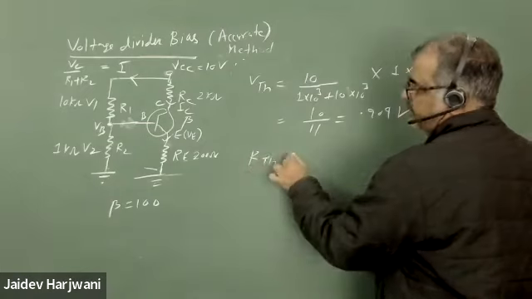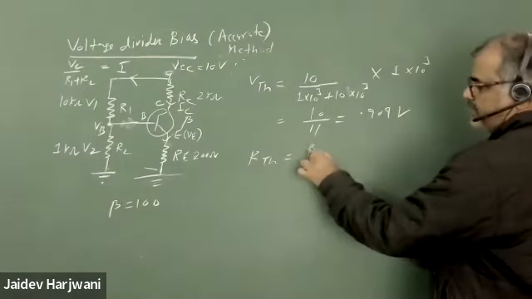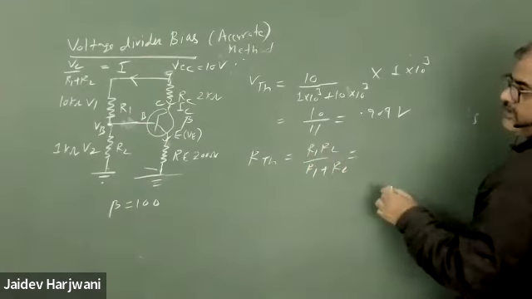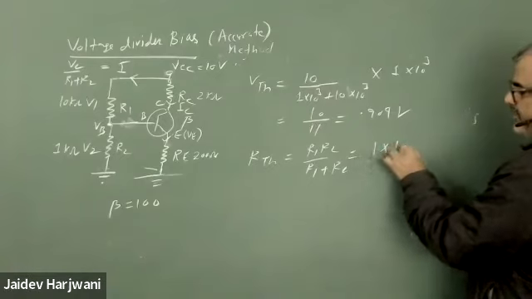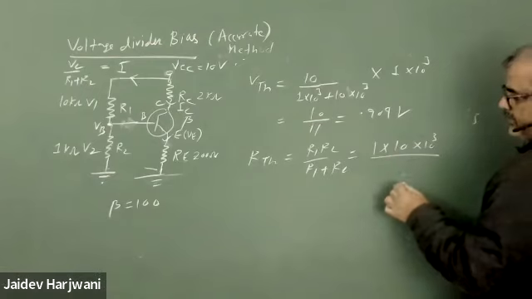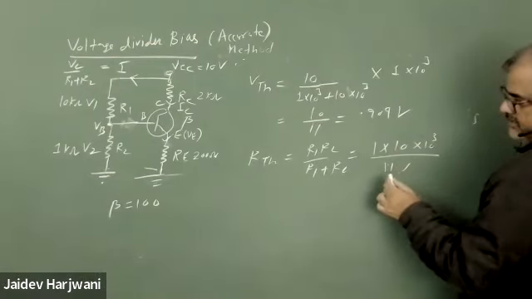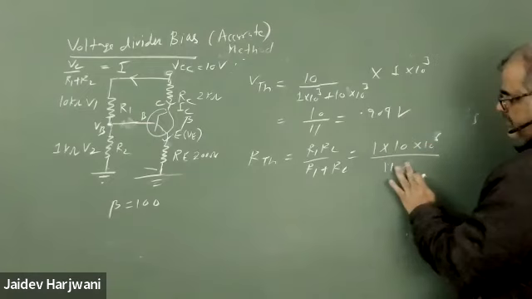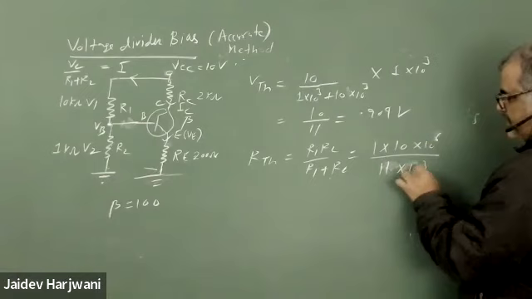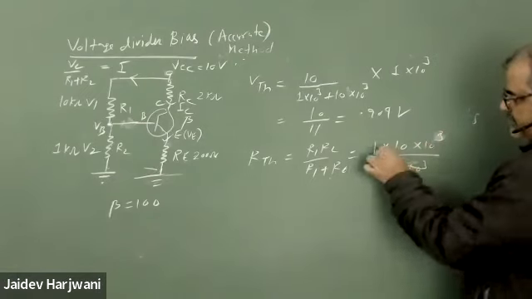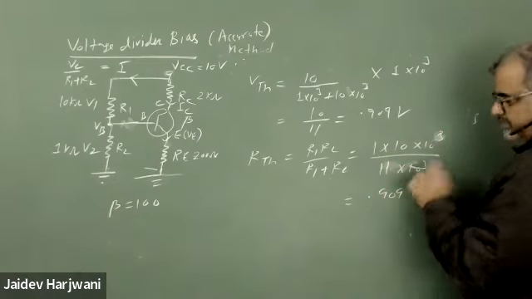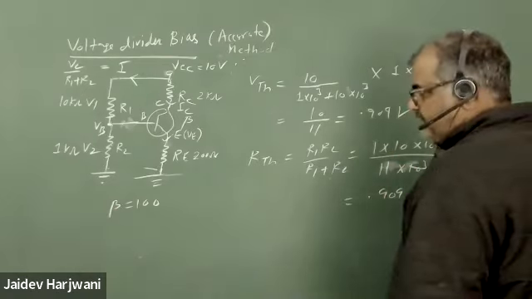R Thevenin is your R1 R2 upon R1 plus R2. So 1 into 10 kilo ohm upon 11 kilo ohm, which comes to 0.909 kilo ohm. Very good. So the circuit has become simple.